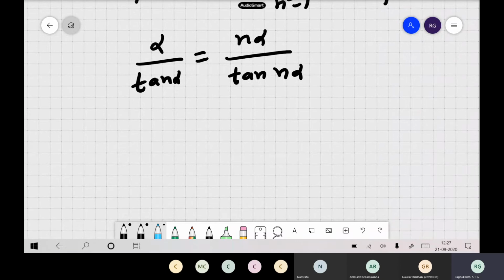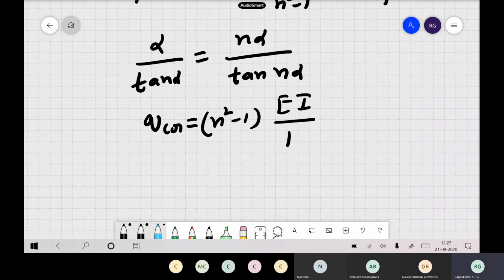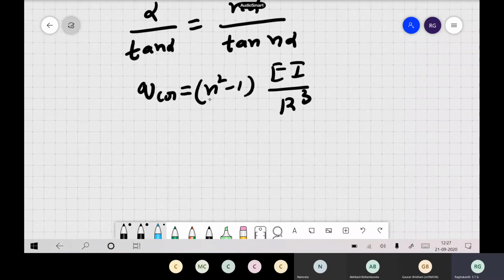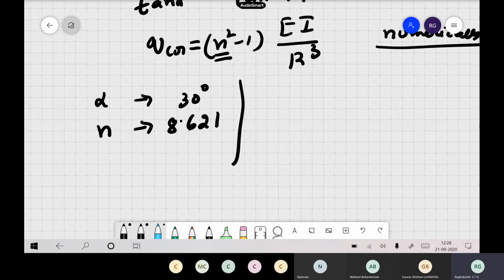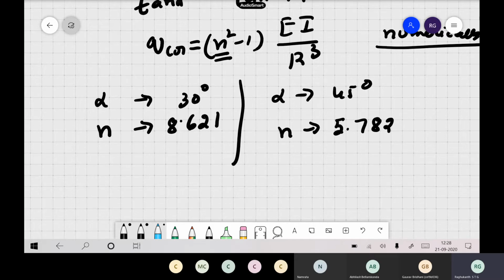Now we have to solve this for different angles. Finally, you can write the critical buckling load as (n²−1) EI/R³, and this n you have to find numerically. There is no closed form like we did previously with π/2. For example, if α is 30 degrees, n becomes 8.621. When α is equal to 45 degrees, n becomes the lowest root 5.782. Like that it comes into our calculations.